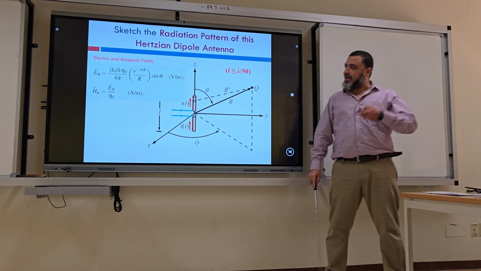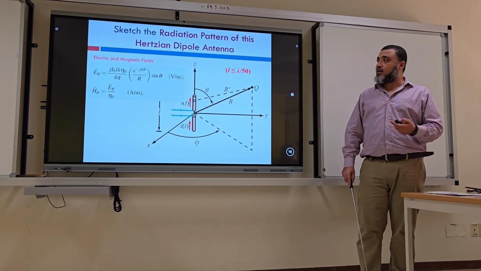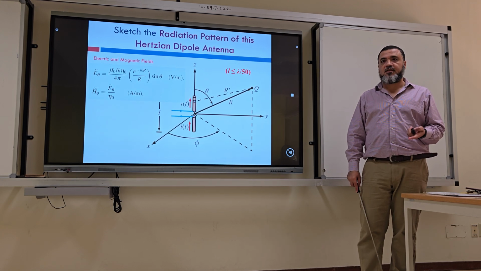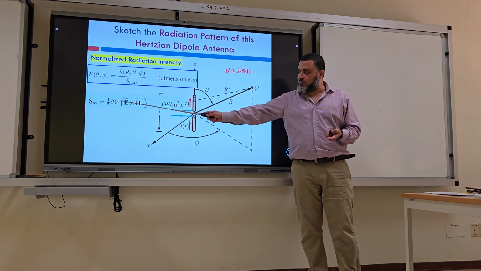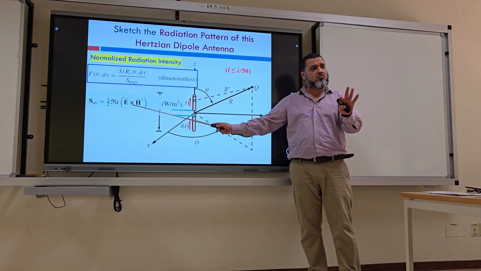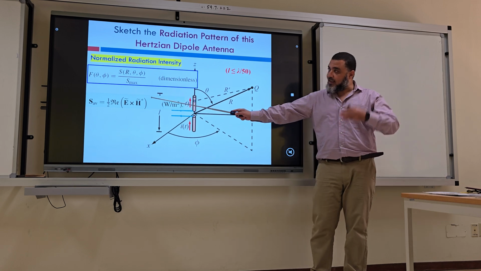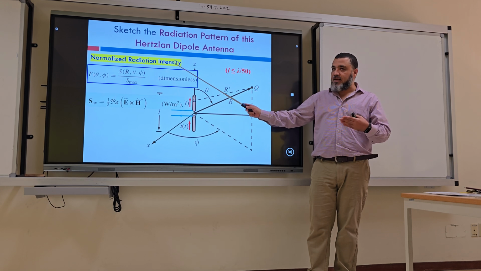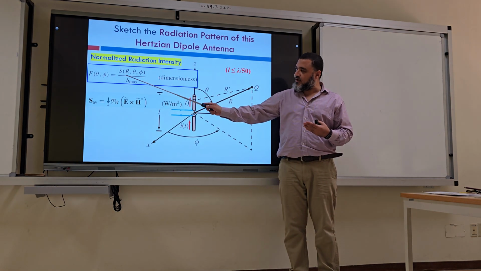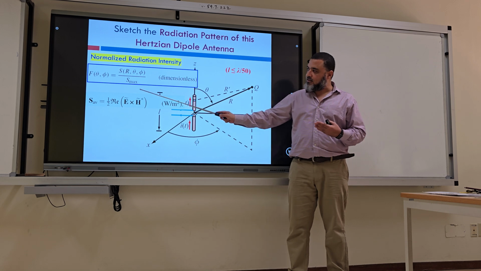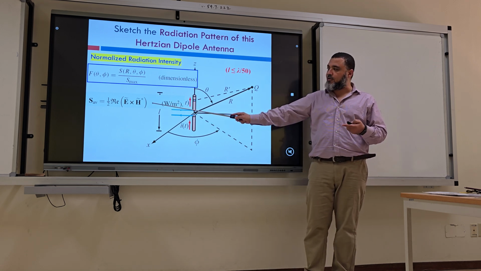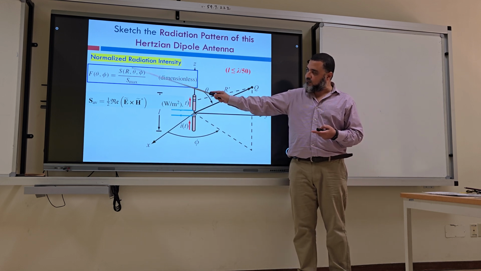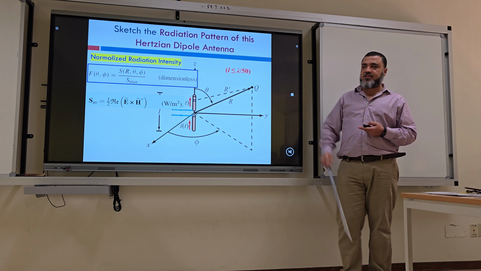From the equation of the field, I can calculate the average power density. How can I calculate the average power density, S, in watts per square meter? E cross H conjugate, one half real part of E cross H conjugate. We have done this in all the course. From S, I have managed to find a new parameter, very important, called normalized radiation intensity. The normalized radiation intensity is the ratio between S over S maximum. So after you calculate one half real part of E cross H conjugate, you divide whatever you have here, S over S maximum, and you get the normalized radiation intensity, F.